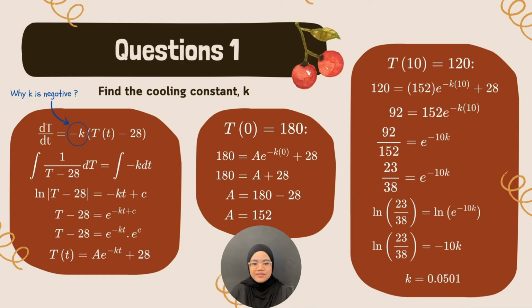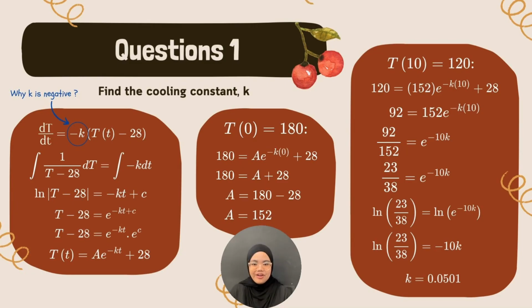And integrate both sides, so we get ln|T minus 28| equal to negative Kt plus C. Next, exponentiating both sides to remove ln, we get T minus 28 equal to A e^(negative Kt). So, the general solution is T equal to A e^(negative Kt) plus 28, where A is a constant.